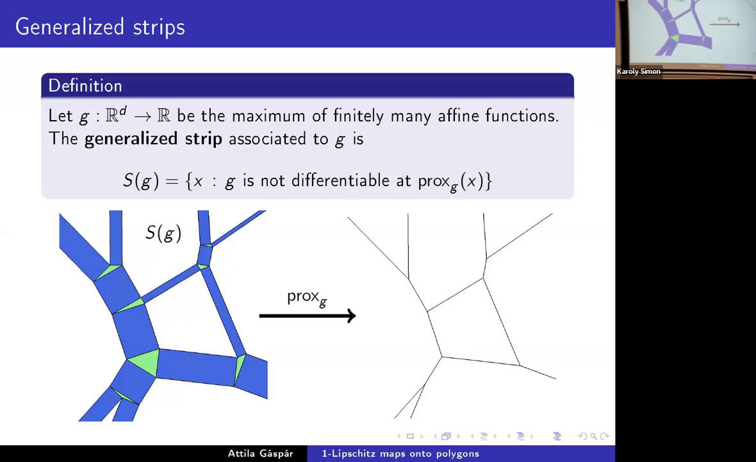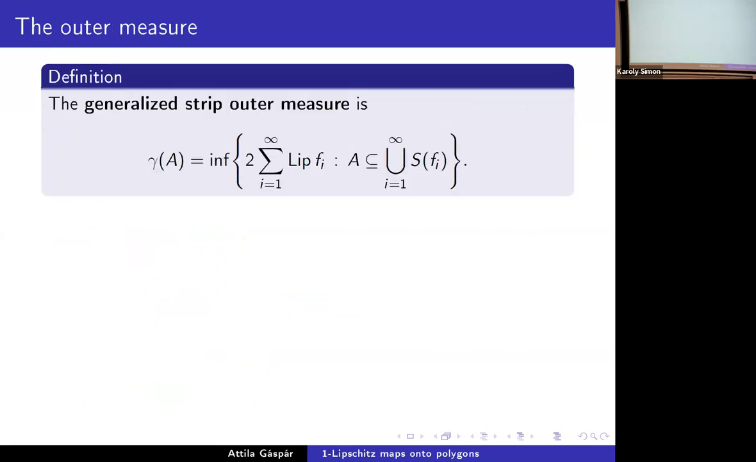So basically what we want to do is to cover the Sierpinski carpet by a generalized strip. Then we apply prox g to the set, and then the image will be contained in the union of finitely many lines. What we have to be careful about is to make sure that the Lipschitz constant of g can be arbitrarily small. We define the generalized strip outer measure gamma as twice the total Lipschitz constants of functions for which their generalized strips cover the set.